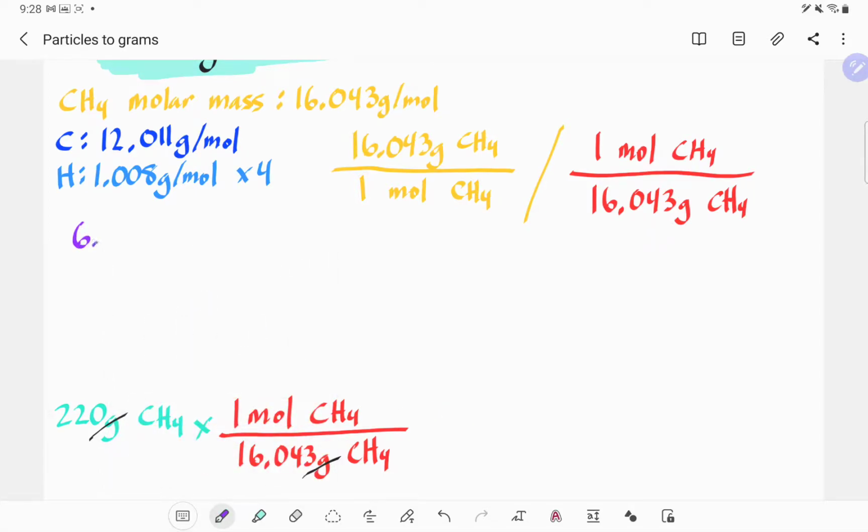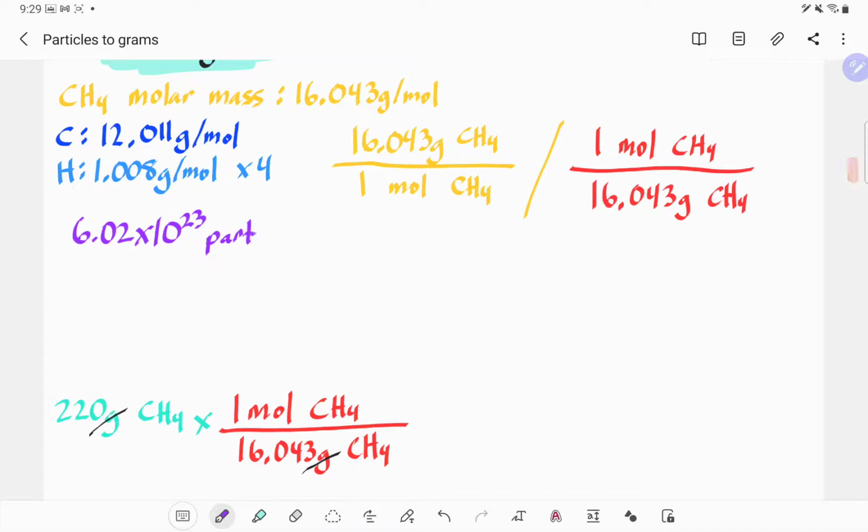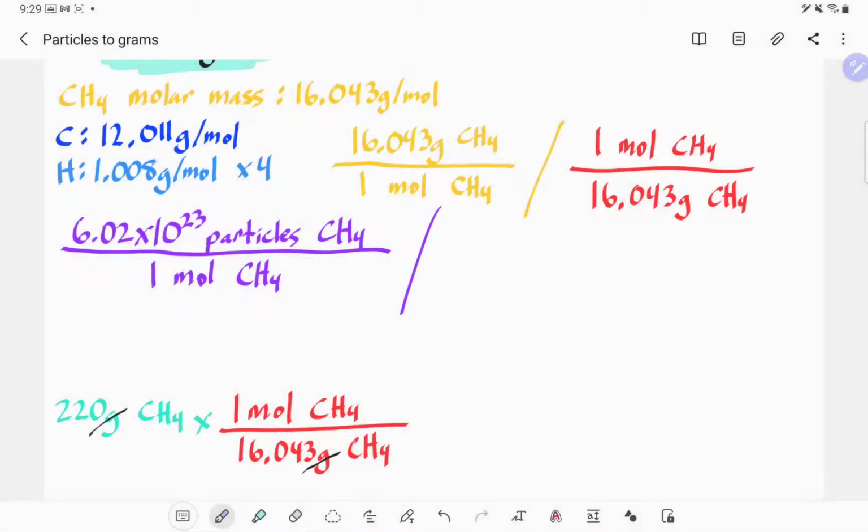We know that there are 6.02 times 10 to the 23rd particles of CH4 for every 1 mole of CH4. Or we could say that there is 1 mole of CH4 for every 6.02 times 10 to the 23rd particles of CH4.